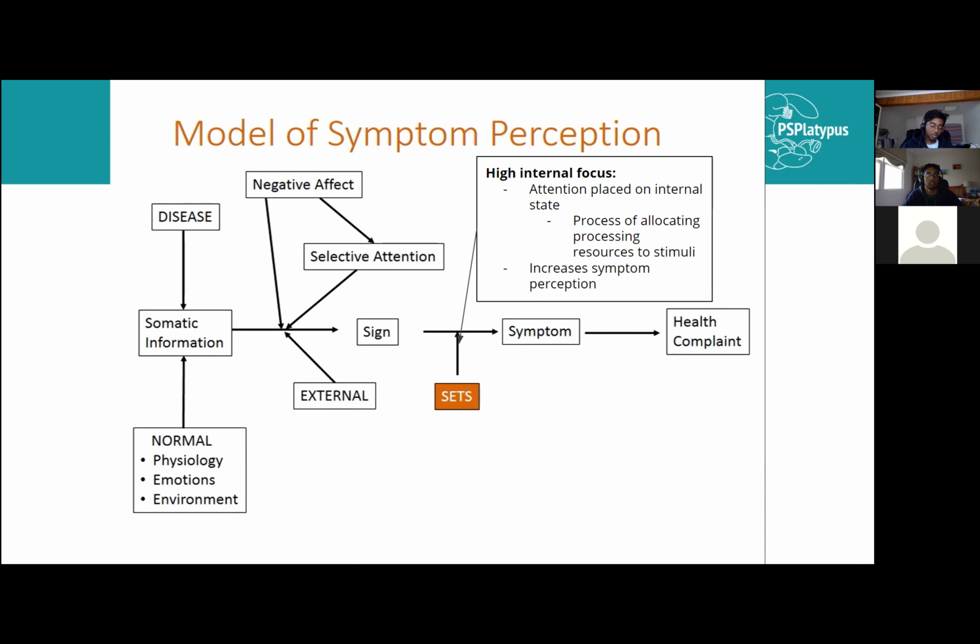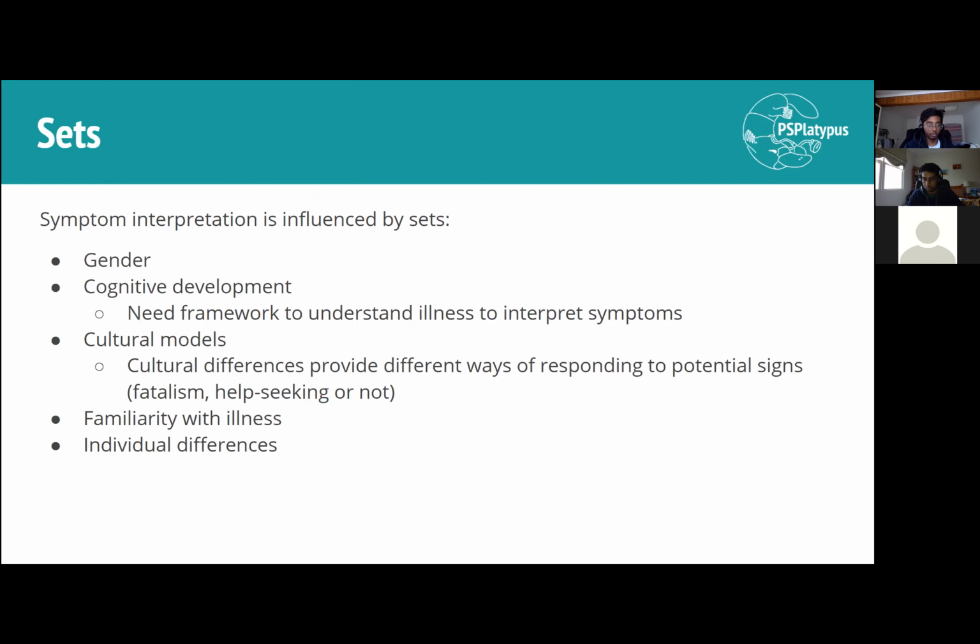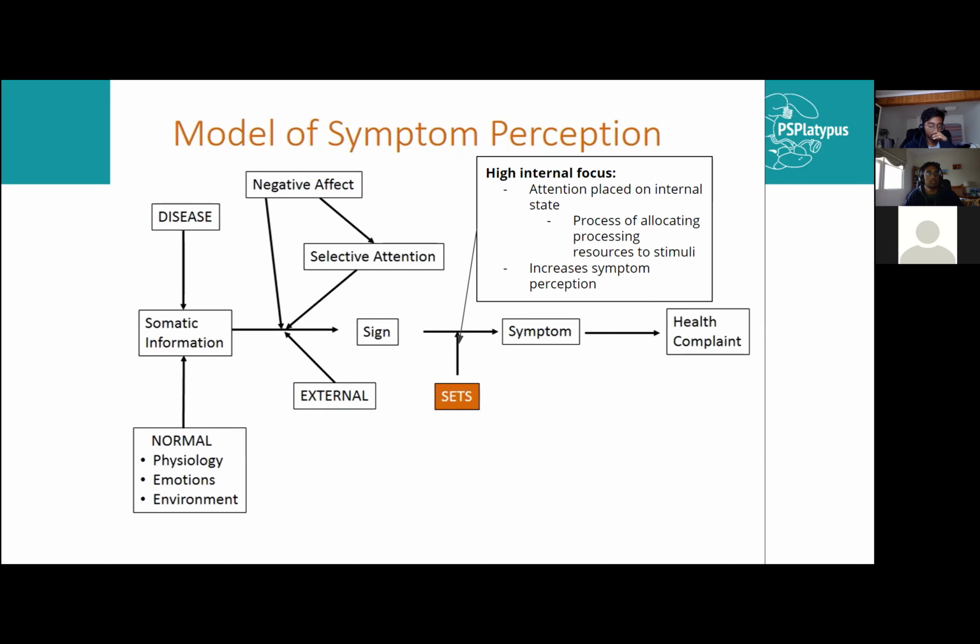So once we get signs, or once the patient detects signs of things in their body, they try to understand it and see if it's something bad or not. And there's different sets of information which they can run through, that basically makes it more or less likely that they understand signs or symptoms. And we're going to go through sets in the next slide.